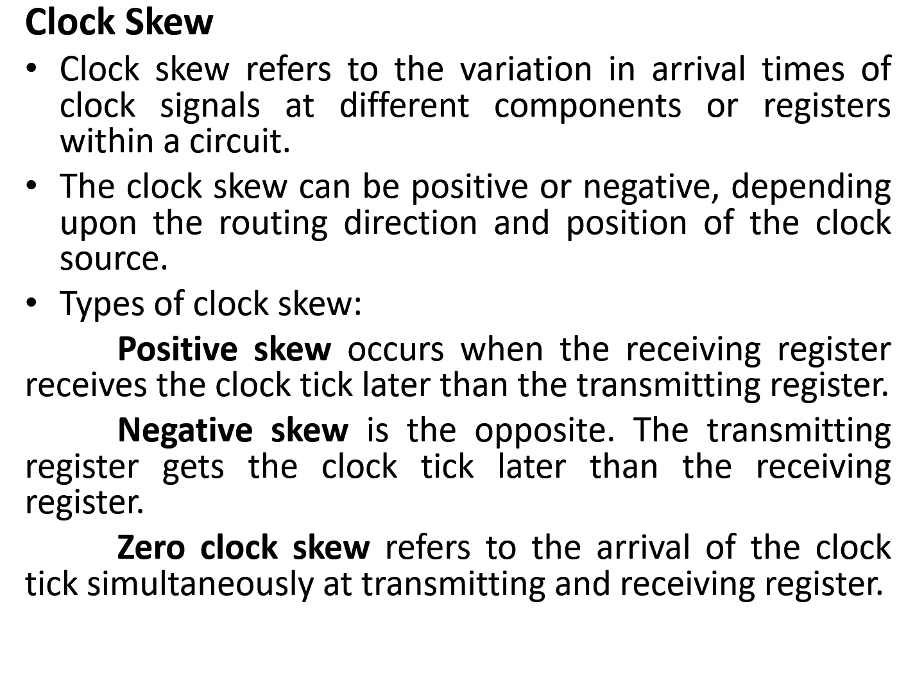Positive skew occurs when the receiving register receives the clock tick later than the transmitting register. Negative skew is the opposite: the transmitting register gets the clock tick later than the receiving register. Similarly, we also have zero clock skew, which refers to the arrival of the clock tick simultaneously at both the transmitting and receiving registers.